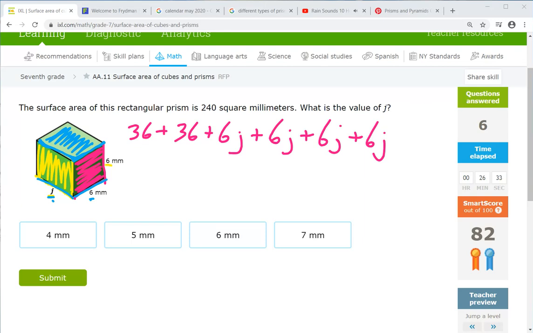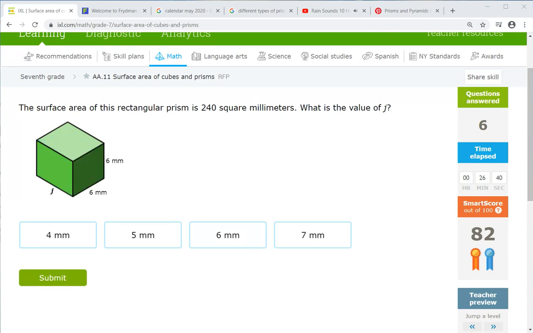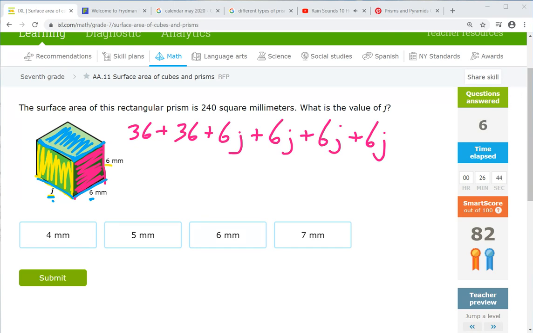Actually, you know what? I'm going to change the colors around just to... Oh, no. Oh, I didn't mean to erase everything. Oh, good. I can get it back. Okay.